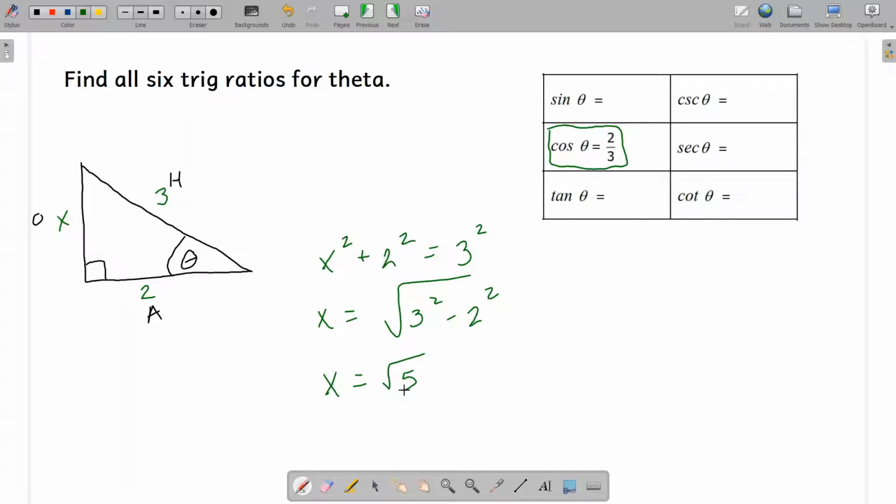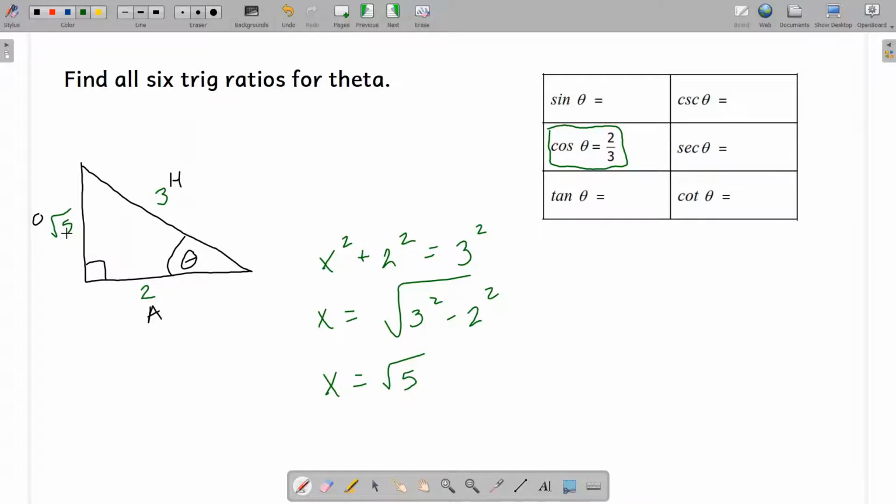Please do not write this as a decimal. If you get a radical like this, just leave it as a radical. Break it down if it can be broken down. In this case, it cannot be. So let's go ahead and write square root 5, and we can start finding all of our trig ratios.